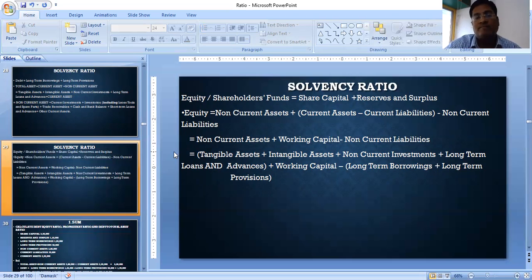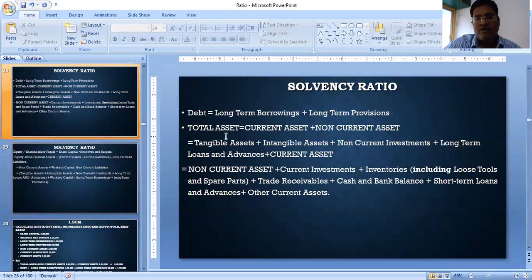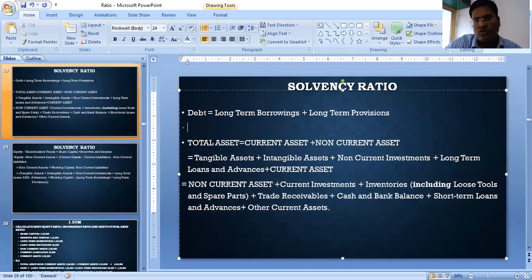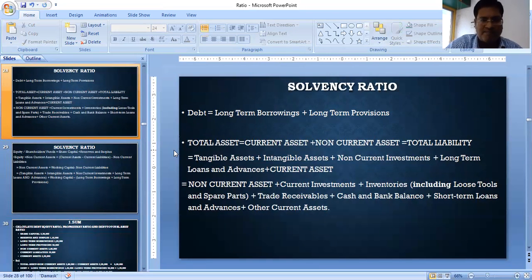Remember students, when we are talking about total asset, it also means total of liability. Total asset also includes total of liability. That means entire asset must be equal to liability. Remember, that is total liability. Total liability is also considered as total assets only. Okay.